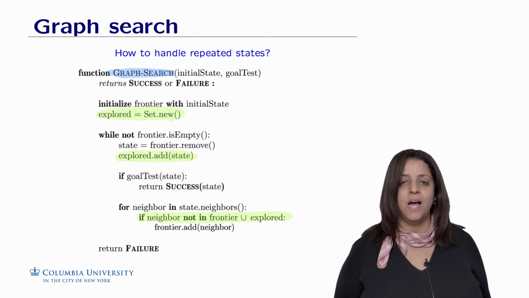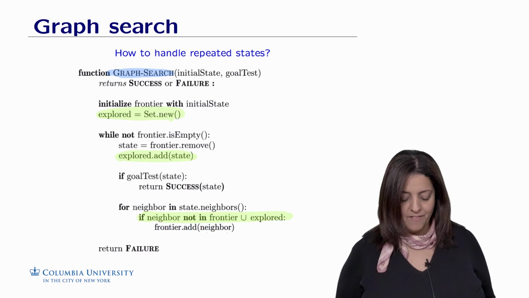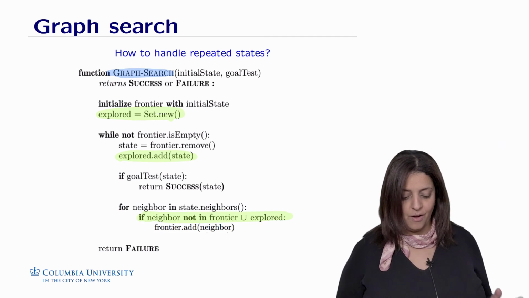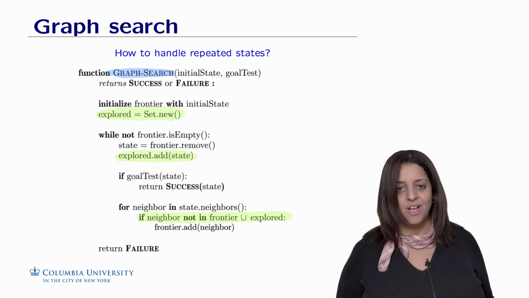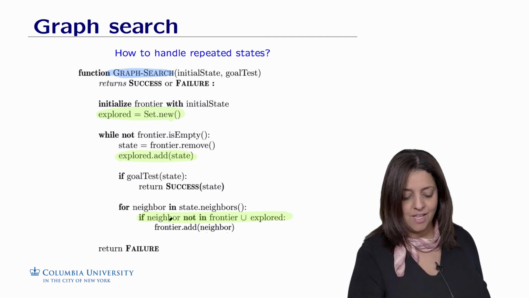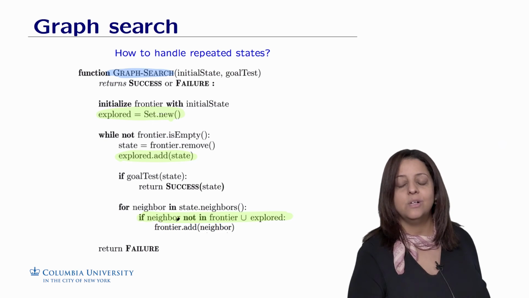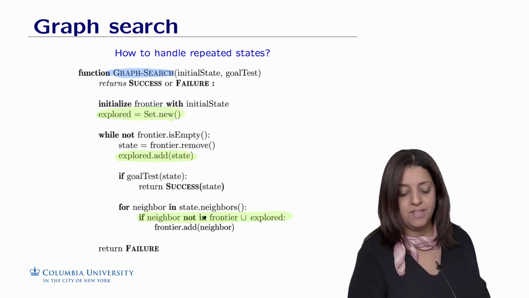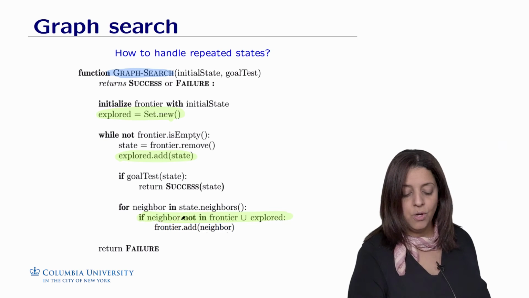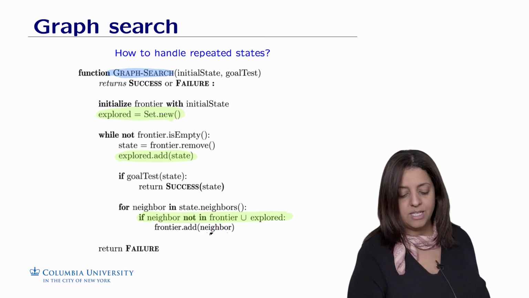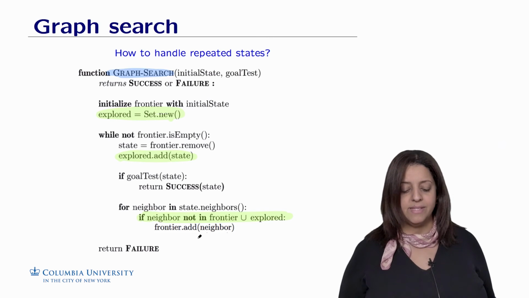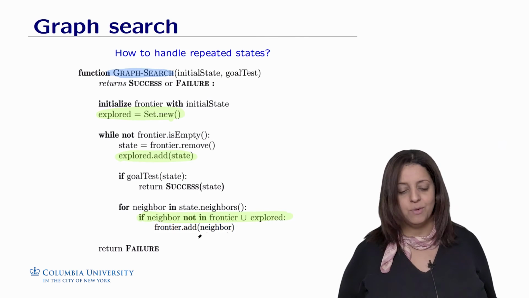So in our previous example, once we have explored San Francisco and we go to Los Angeles, the neighbors of Los Angeles include San Francisco, but because San Francisco is already in the frontier or the explored set, we avoid it and only explore the nodes that have not been explored before. This avoids an infinite loop bouncing between Los Angeles and San Francisco in our search.